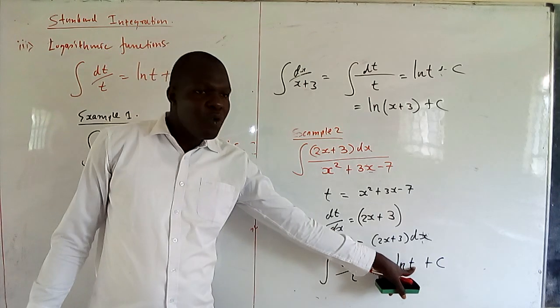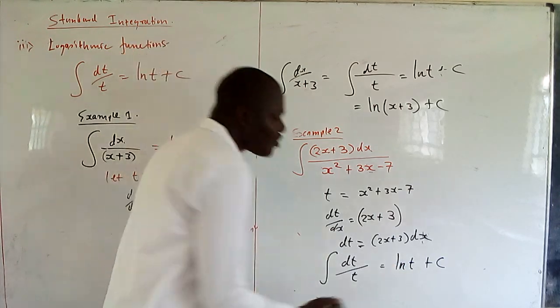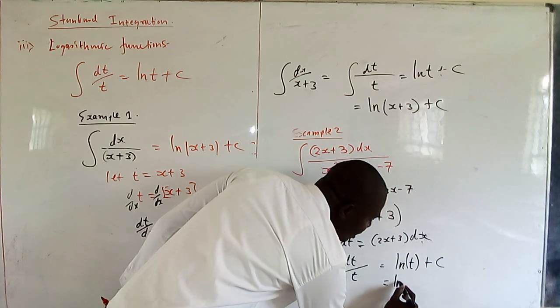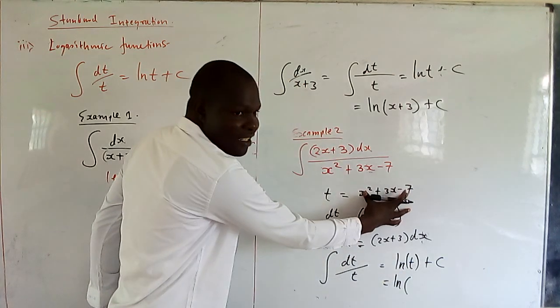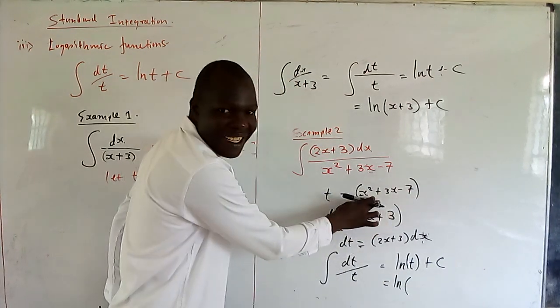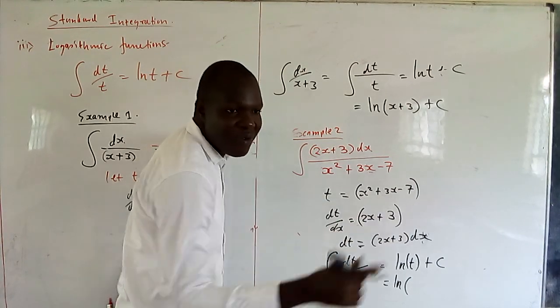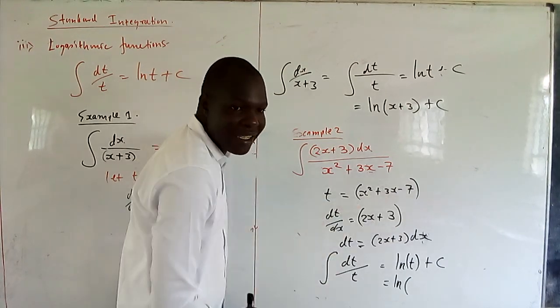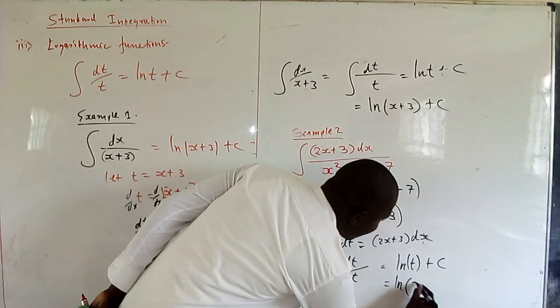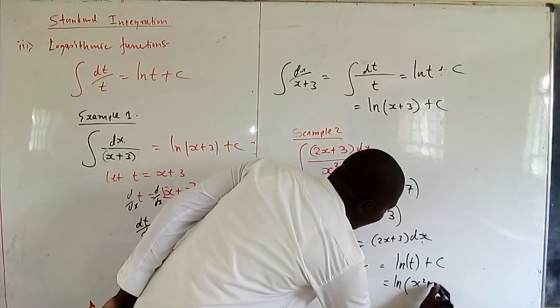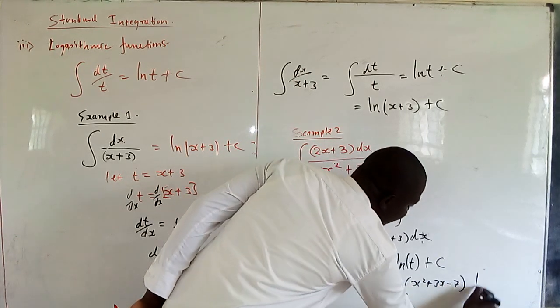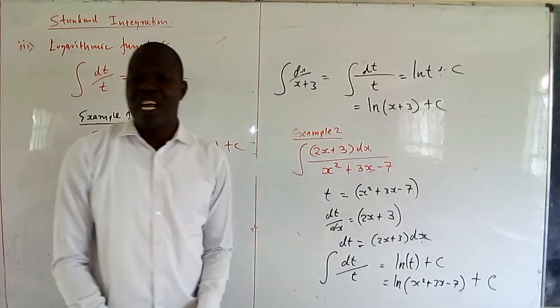Then you substitute the value of t to get back your integral. Meaning where there is t, you put the value of t. What was the value of t? T is the same as the whole of this, isn't it? Yes. Meaning where you have t, you put the whole value of t, which is x squared plus 3x minus 7. So we have ln of x squared plus 3x minus 7, then arbitrary integration constant at the end of integration.